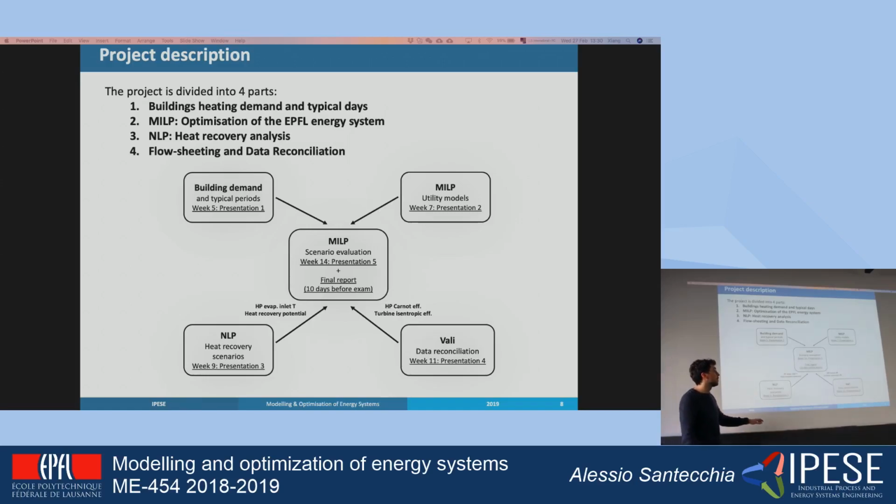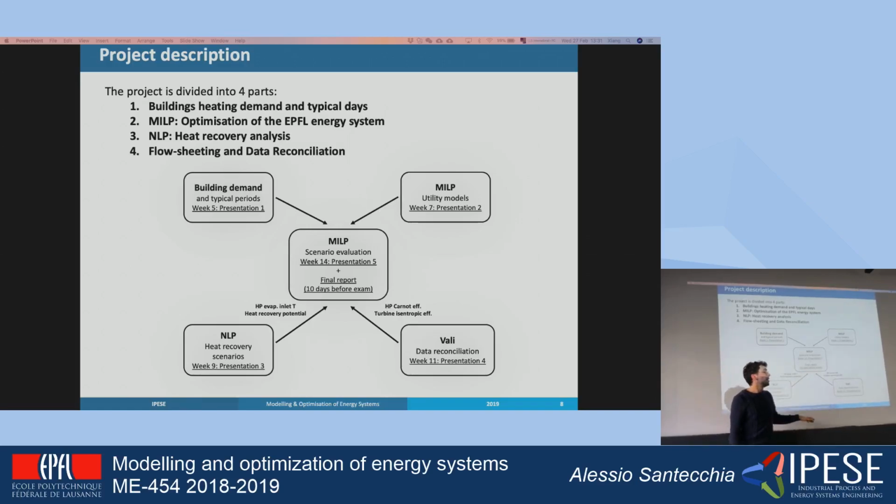So what is important is that every part of the project is linked. Basically, the core part is the linear model, which is done in AMPL, right? And then you will have to feed to this model all the results from each part of the project. For example, from this part you will get all the heating demands of all the buildings that will be used inside the linear model. Then here it's about the implementation of the different utilities, which will be used here also. And here it's a nonlinear system in which you will analyze 3 different scenarios. The results of these scenarios, for example the temperature at the inlet of the heat pump, or some heat recovery potential, will also be fed into the linear model, okay?